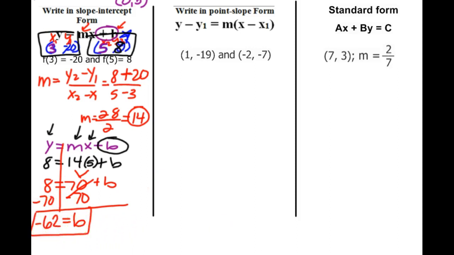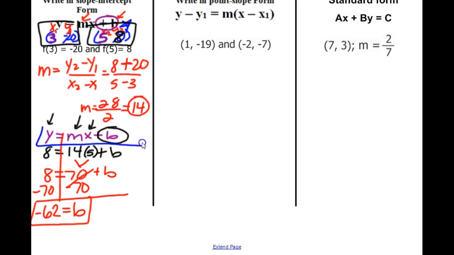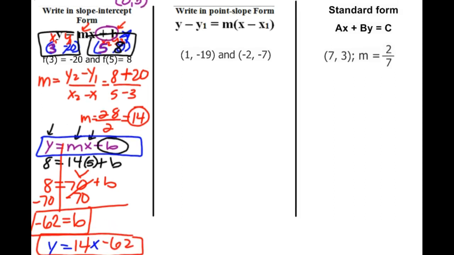And our final equation in the form y equals mx plus b would be y equals our slope, which is 14x, plus b, and b is a negative 62. So it's not plus, it's really a minus 62. There's our equation, y equals mx plus b.